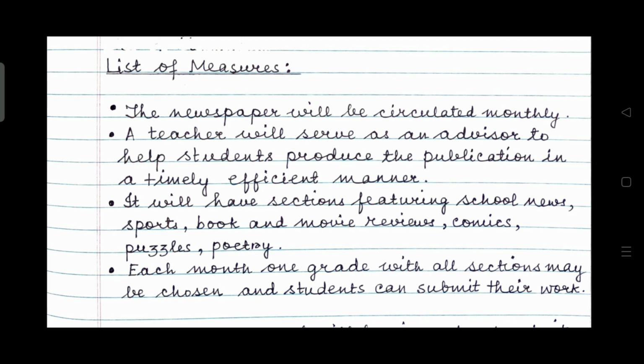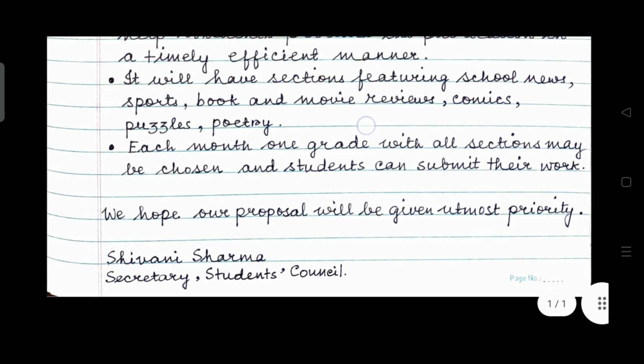Next, it will have sections featuring school news, sports, book and movie reviews, comics, puzzles, poetry. Number 4, each month one grade with all sections may be chosen and students can submit their work. Write short sentences. These are the four list of measures. Leave another line and end properly.